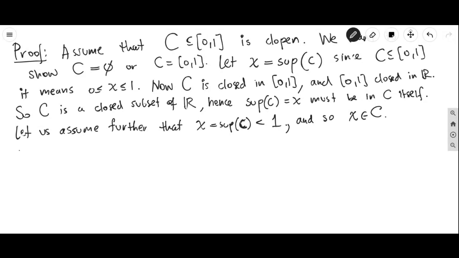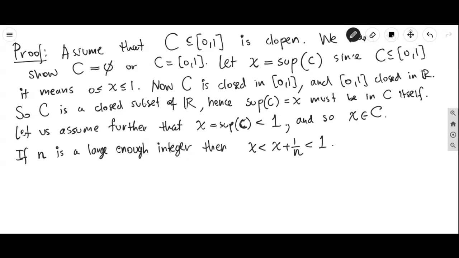So now, if n, an integer, is a large enough integer, then x is smaller than x + 1/n, and that's smaller than 1, right? Well, it's clear that if you add 1/n to x, you're getting something bigger than x. This part is clear. Why is this smaller than 1? Well, because we are assuming that this x is not equal to 1 itself. So this number x is smaller than 1. So x is away from 1. So there's some separation between x and 1.